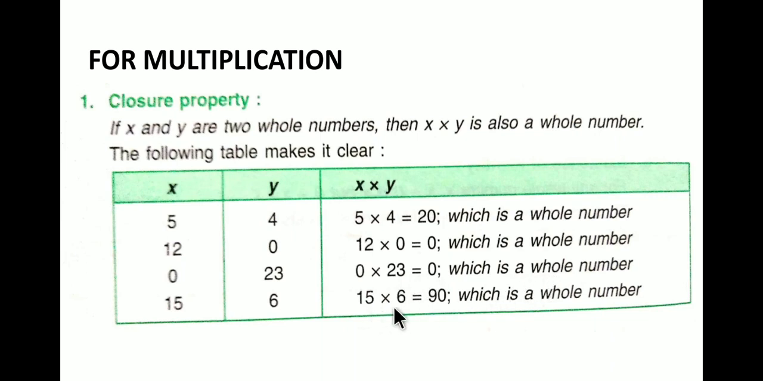Similarly, 15 times 6 equals 90. 15, 6 and 90, all of these numbers are whole numbers. So when a whole number is multiplied with another whole number, the result obtained is also a whole number, then we say the closure property for multiplication in whole numbers is fulfilled.